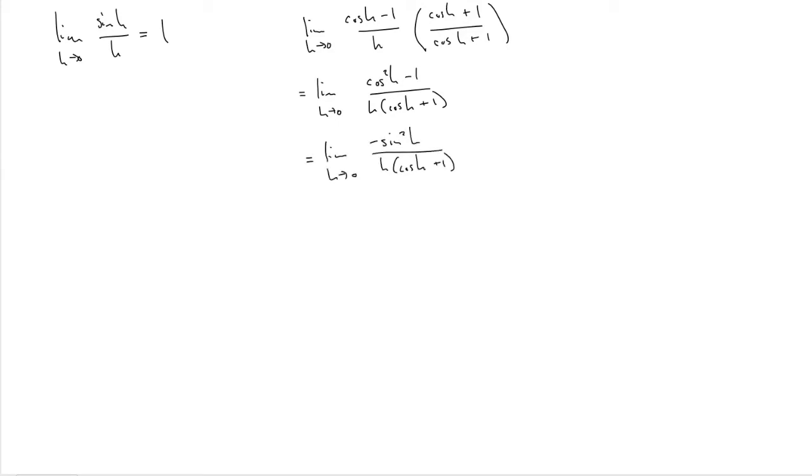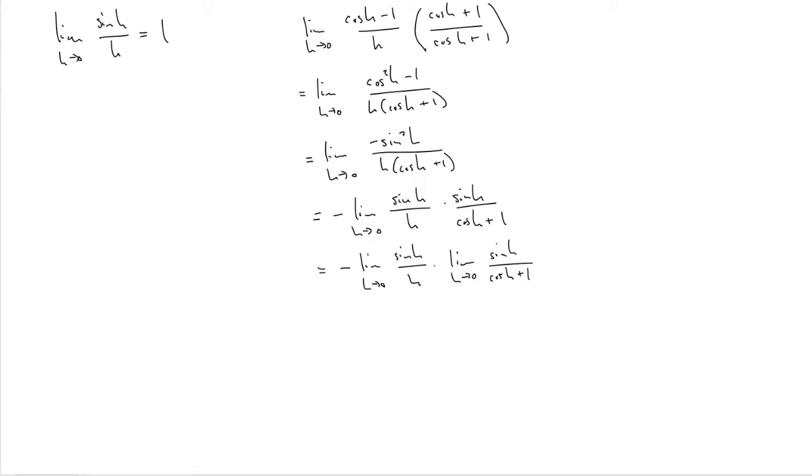And by the trig identity, sine squared h plus cosine squared h equals 1, we get that cosine squared h minus 1 is actually negative sine squared h. And we can pull the negative sign outside of the limit and break sine squared h into sine of h times the sine of h and write this as two fractions. And then apply the limit law that says that the limit of a product is the product of the limits. And the beautiful thing here is that we know this first limit, and it's easy to take the second limit.